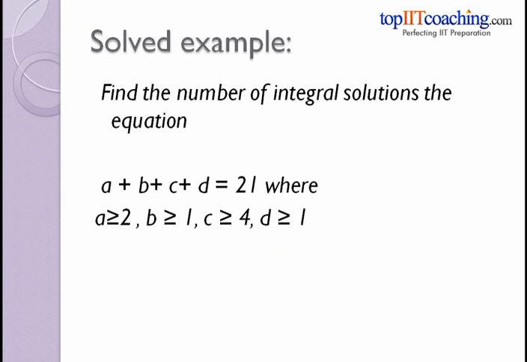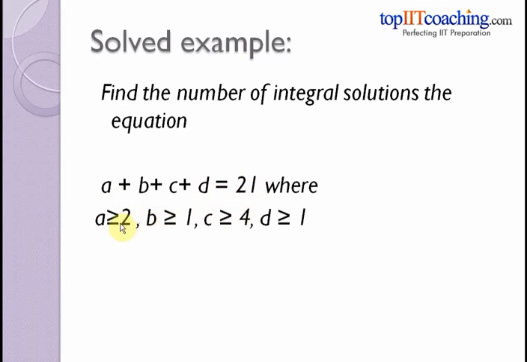Find the number of integral solutions of the equation A plus B plus C plus D equal to 21, where A is greater or equal to 2, B is greater or equal to 1, C is greater or equal to 4 and D is greater or equal to 1. So what we have to do in this problem is we have to find the number of integral solutions, that is we have to find the values of A, B, C and D such that the values have to be integral, and the equation is A plus B plus C plus D is equal to 21.